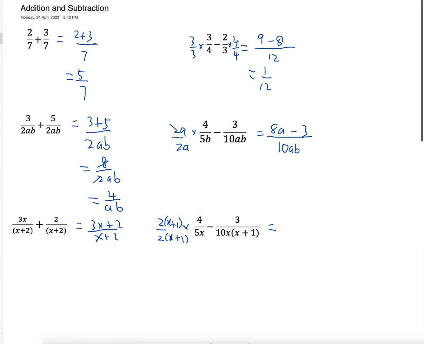Right, so the numerator now is multiply 2 times 4, 8, bracket x plus 1, and minus 3, over 10x(x plus 1). Simplify the numerator, multiply in, we have 8x plus 8 minus 3, so 8x plus 5.